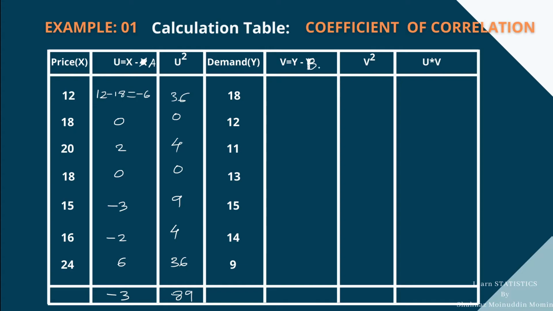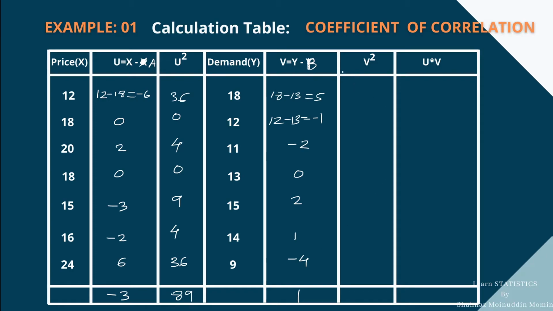Now subtract b, the assumed mean of y, from demand y. As we know, we have taken b as 13, nearer to y bar. So it is 18 minus 13 is equal to 5. Similarly, 12 minus 13 is equal to minus 1. Likewise, minus 2, 0, 2, 1 and minus 4. By adding all the values from column v, we get the sum is equal to plus 1.